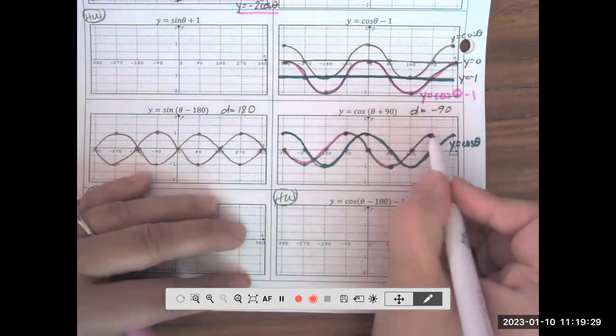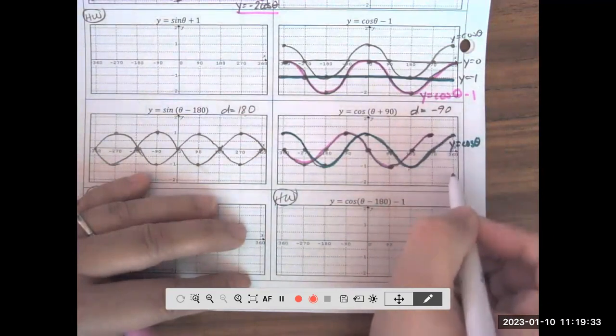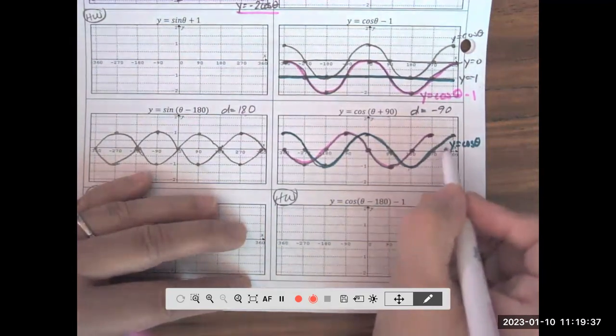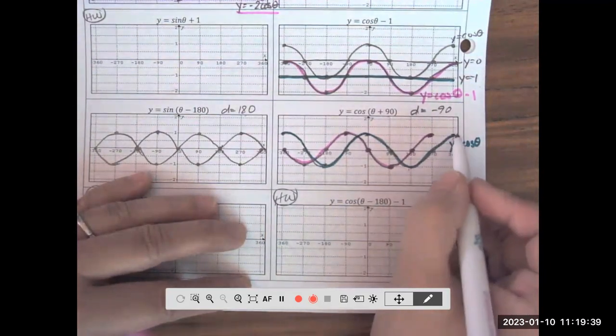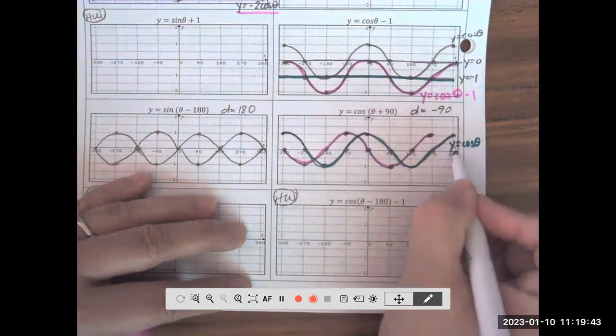Where should my next point be? Here. Does it go up? Does it go down? Does it go way down? Where is it going to be? Well, this is all 360. Is it on the median, peak, or trough? Median, good.